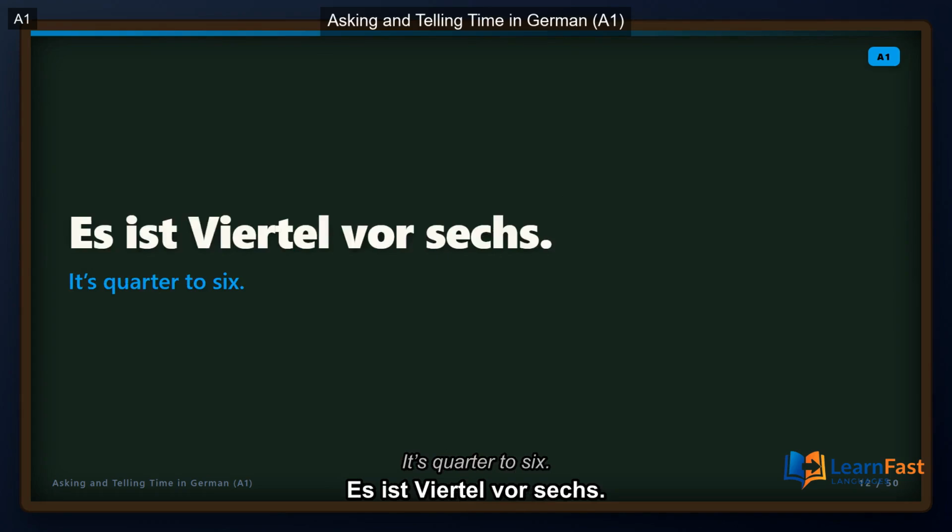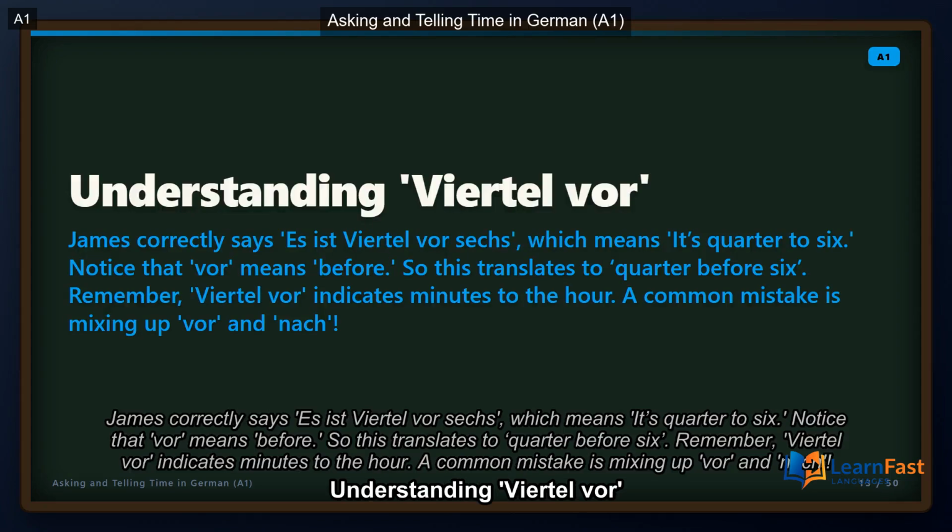Es ist Viertel vor sechs. James correctly says, Es ist Viertel vor sechs, which means it's 5:45. Notice that vor means before, so this translates to a quarter before 6. Remember, Viertel vor indicates minutes to the hour. A common mistake is mixing up vor and nach.